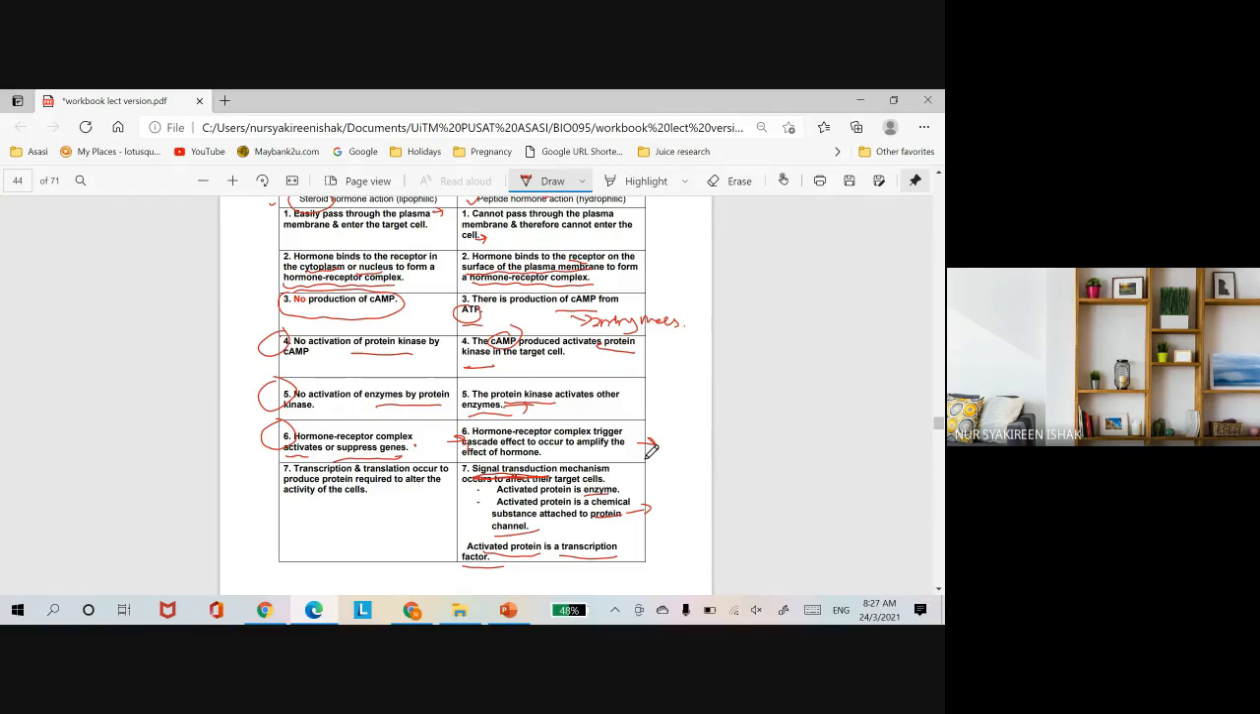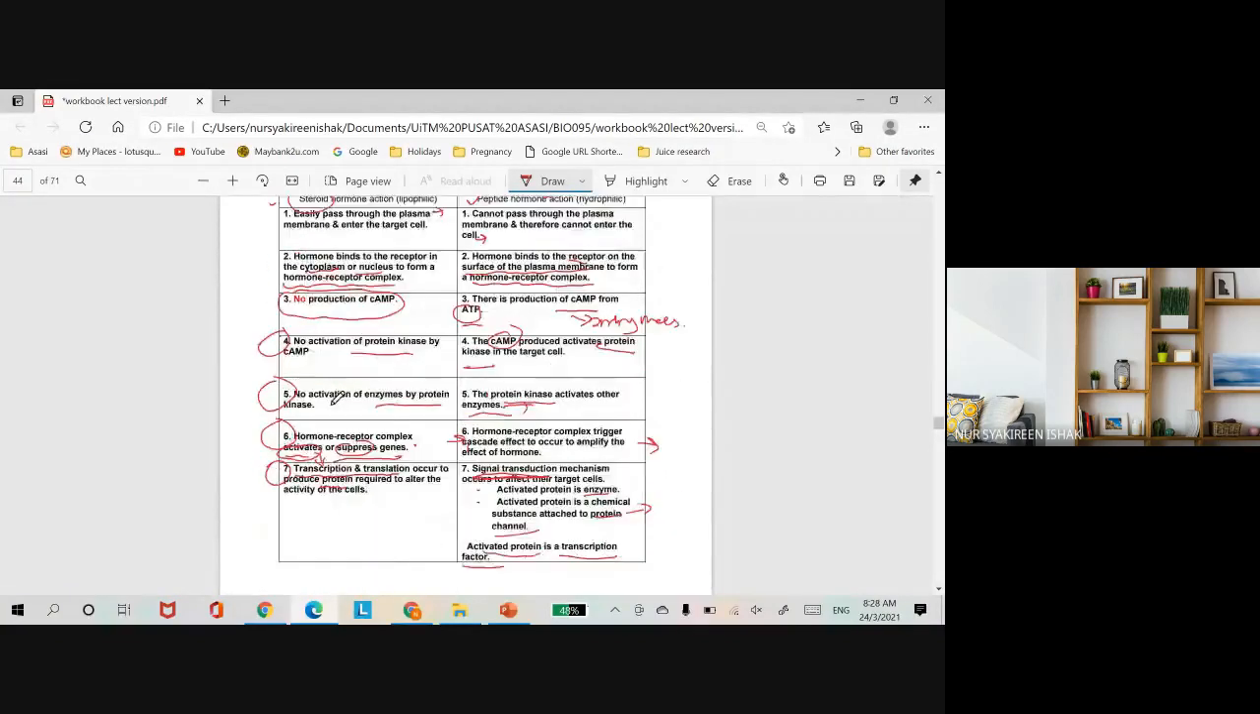Okay. Kalau for lipid soluble hormone, the mechanism is transcription, because point number 60 is it either activates or suppresses gene. So if activation occurs, transcription and translation occur, to produce certain protein required to alter the activity of the cell. Okay, so itu fungsi dia.